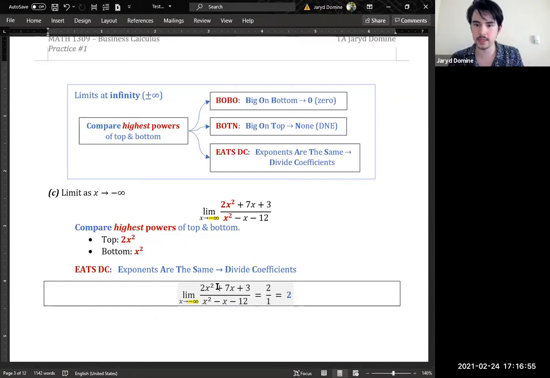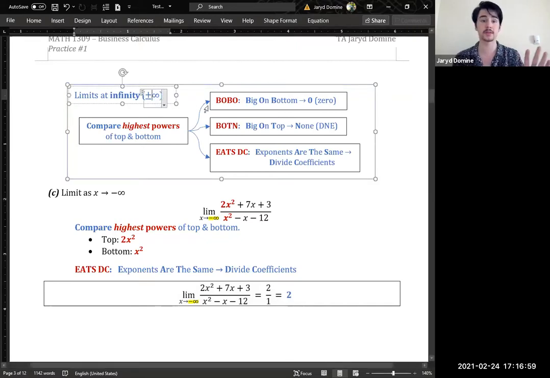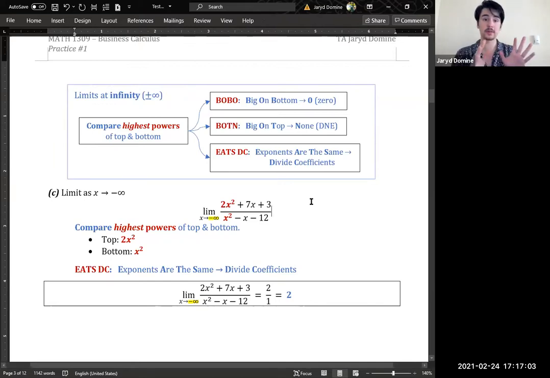Are those rules the same for positive infinity? Yes. These are the same rules for positive or negative infinity, so nothing to worry about there. This behaves the same whether it's a plus or a minus.